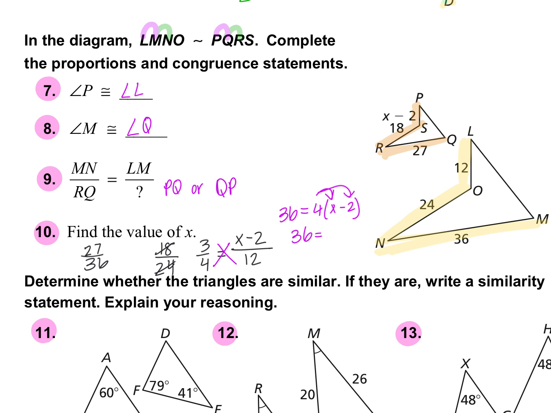So 36 equals 4x minus 8. Add 8 to both sides. 44 equals 4x, and x is going to equal? Perfect.